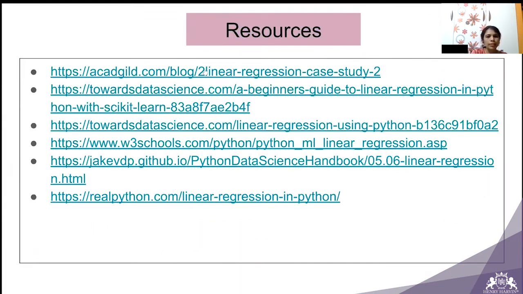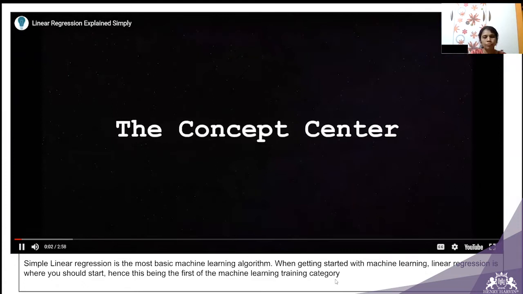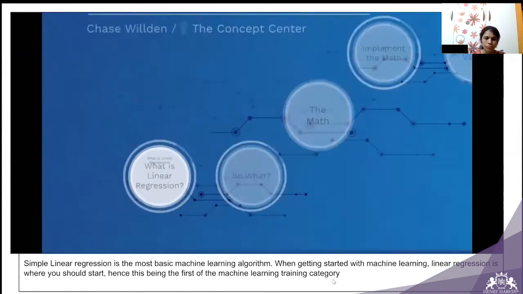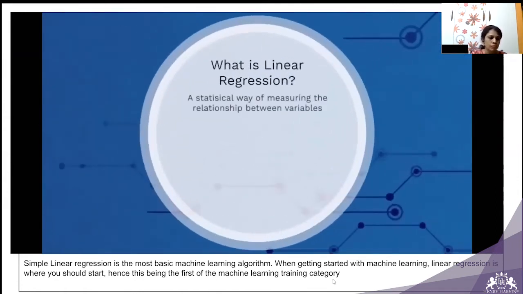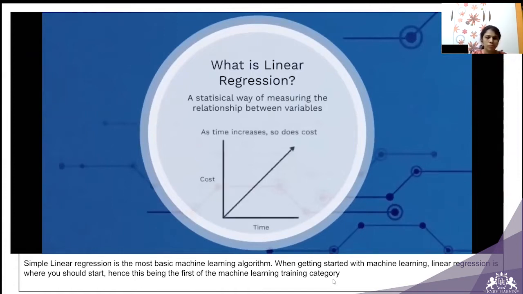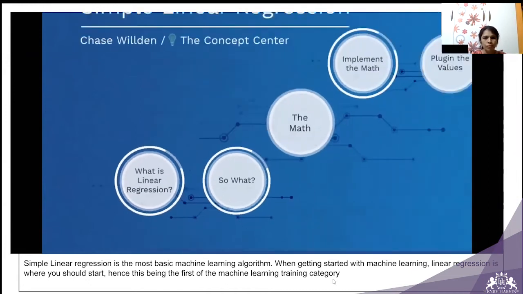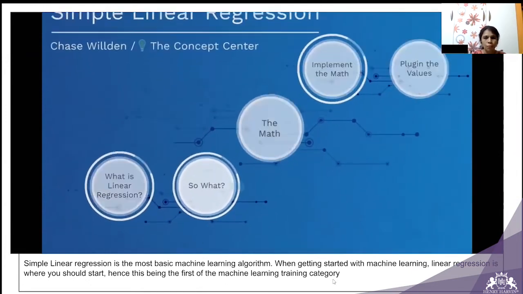Here there are some articles given, and since you have LMS access, you can go through them, okay? Linear regression is one of the simplest algorithms in machine learning. So, what is linear regression? By definition, linear regression is a statistical way of measuring the relationship between variables, such as: as time increases, so does cost. So, why does this matter? Well, simply put, you can predict the future.